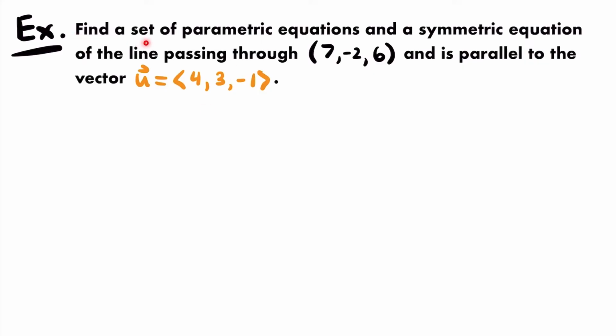We want to find a set of parametric equations and a symmetric equation of the line passing through this point (7, -2, 6) and is parallel to the vector u, which is the position vector of the point (4, 3, -1). Okay, so just like the previous example, we have everything we need here to represent this line in 3D space. We have a point on that line, and we have a vector that the line is parallel to. In other words, we have a direction vector. And so let's get started here.